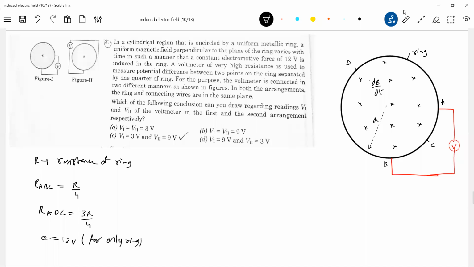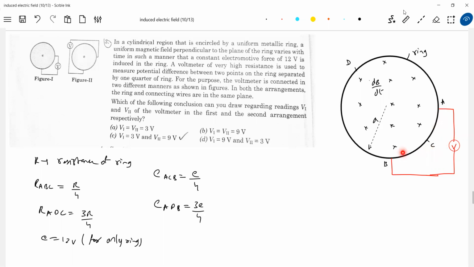Total EMF induced is E, so 1/4 of that will come. ACB should be E by 4, and the total EMF induced in ADB should be 3E by 4. What is the reading of the voltmeter, it is asking. What about the EMF induced in this loop? Where is the loop? There are two loops for you, one loop and another loop. What is the net variation of magnetic field here? 0, no? So no EMF is induced in this loop. Net EMF will be 0 here.